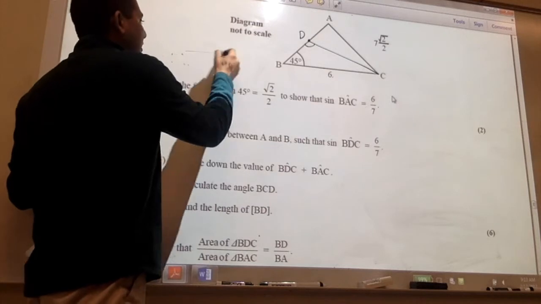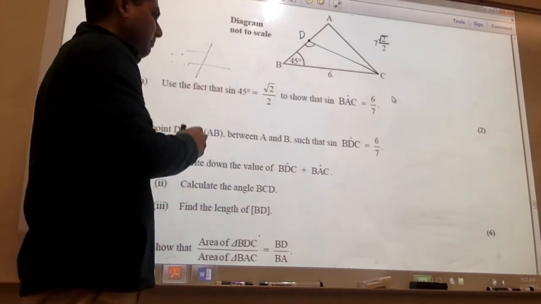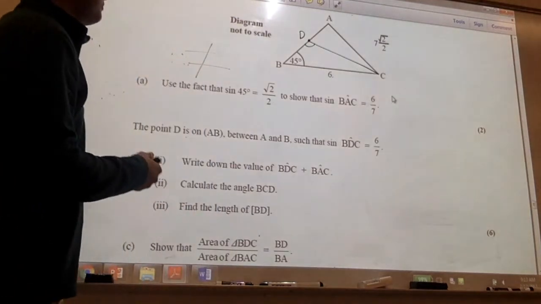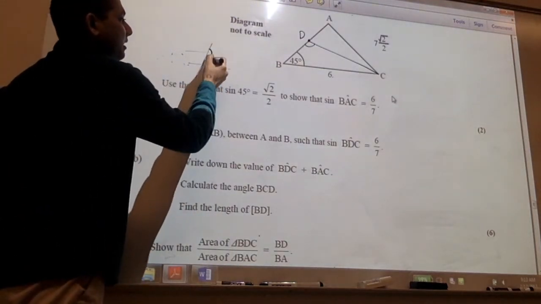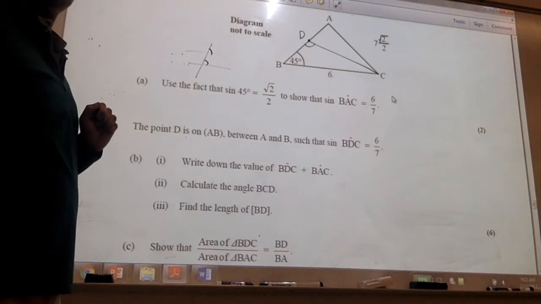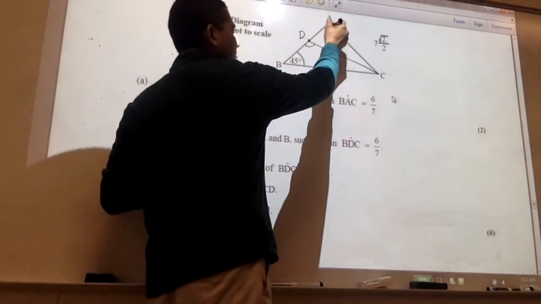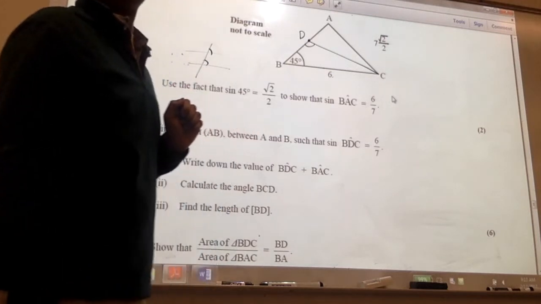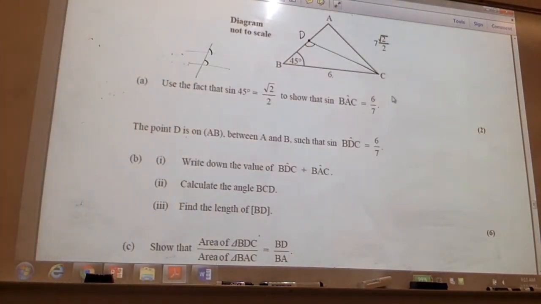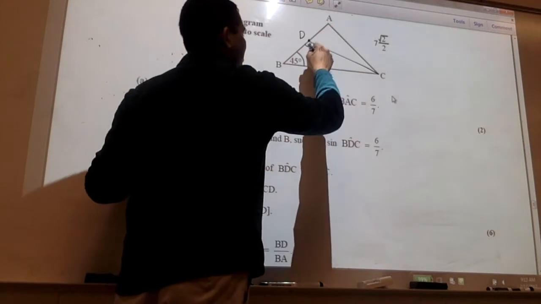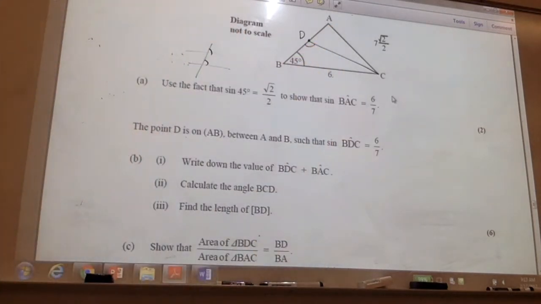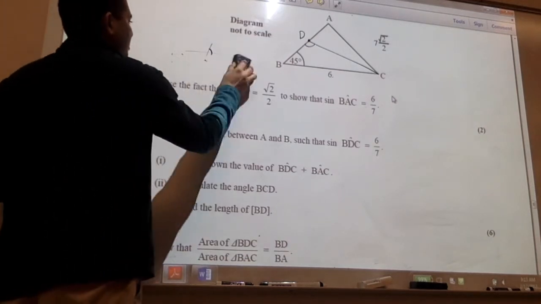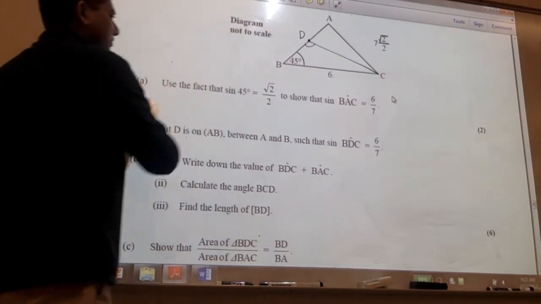If they are parallel lines, then their corresponding angles will be equal. But here, these two are corresponding angles. How can they be equal if they're not parallel lines? So you cannot. That means definitely this angle is not equal to this angle. So now, what is the alternative? Is there any other way that we can find out?